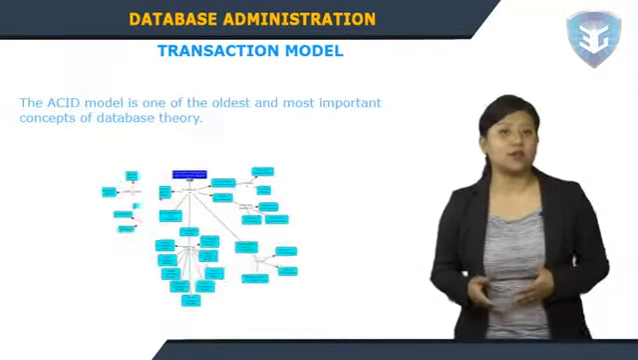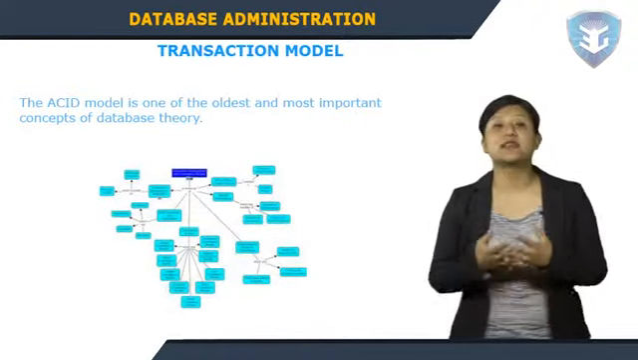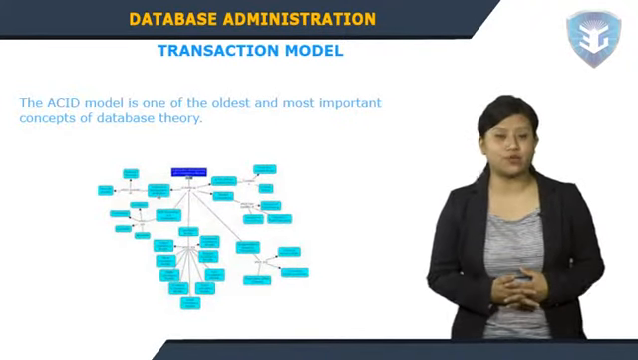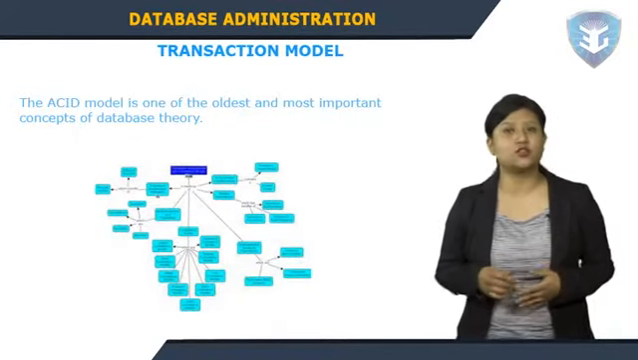The ACID model is one of the oldest and most important concepts of database theory. It sets forward 4 goals that every database management system must strive to achieve: atomicity, consistency, isolation, and durability.